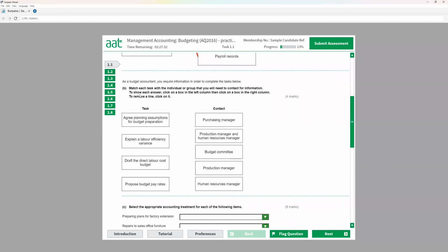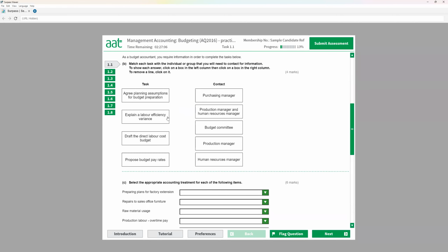The next one we have here says: as a budget accountant, you require information in order to complete the tasks below. Match each task with the individual or group that you will need to contact for information. To show each answer, click on a box in the left column, then click on a box in the right column. To remove it, click on it, okay?